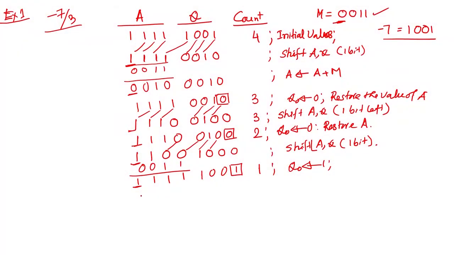Now, 3 bits are checked. So, one more bit, again we shift left 1, this one will come here, this one will come here, this one will come here, this 0, this 0, this 1, this will be 0. That means shift AQ 1 bit.